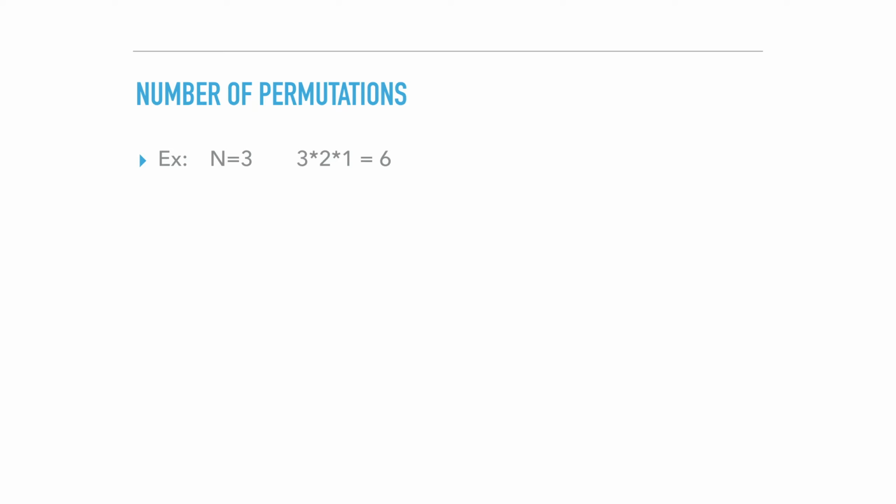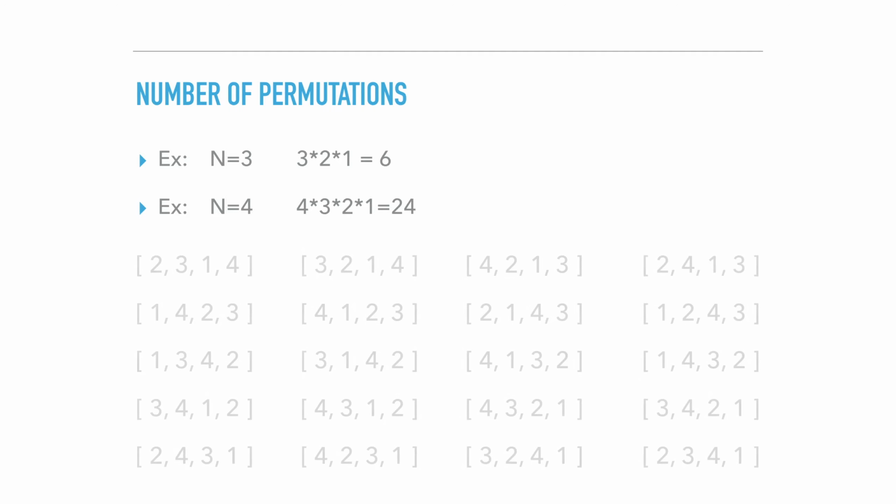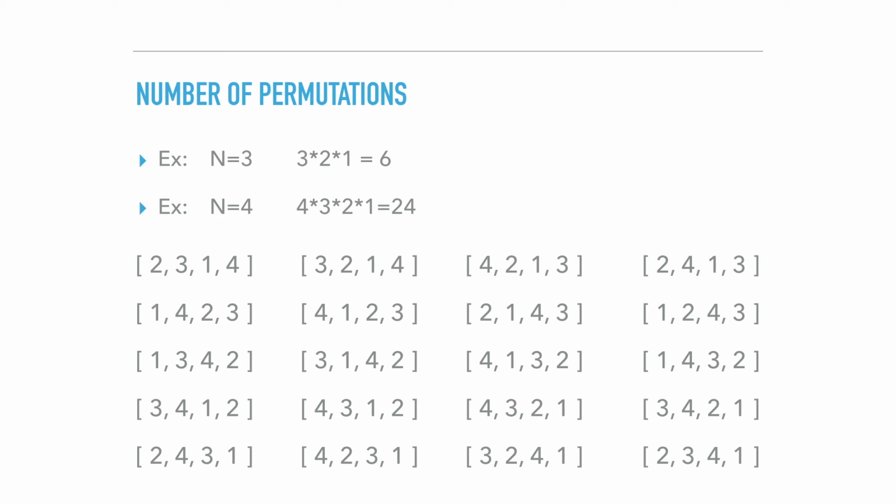So this formula makes it easy for us to determine how many permutations there are for 4 elements. 4 times 3 is 12, 12 times 2 is 24, and 24 times 1 is still 24. So the total number of permutations is 24 for a collection of 4 elements. And as a matter of fact, here is the list of all 24 permutations.